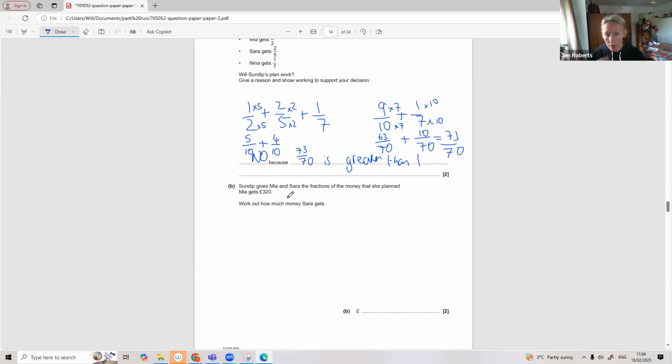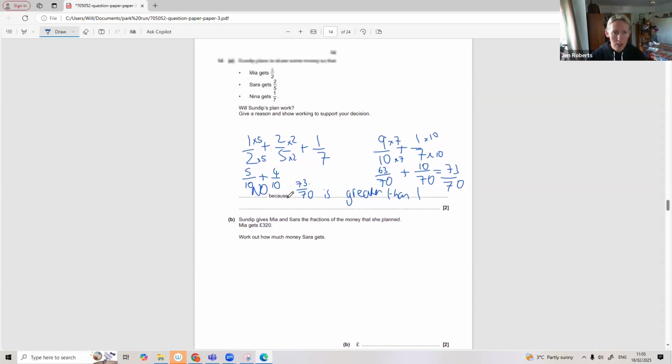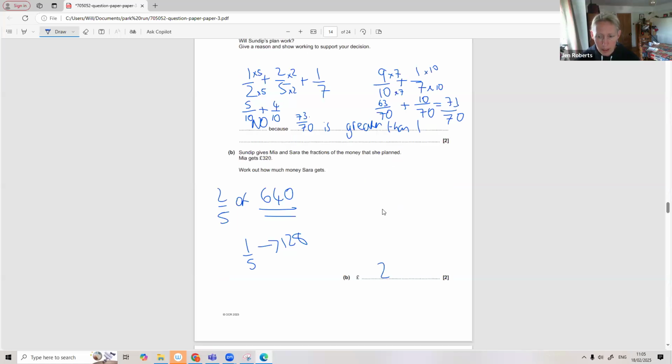Sunday gives Mia and Sarah the fractions of the money that she planned. Mia gets 320. So because Mia gets a half, she gets 320. Let me double 320 to get 640, which must be the total amount. Sarah gets 2/5 of that. What's 2/5 of 640? 640 divided by 5 gives you 1/5 is 128. Times it by 2 to get 2/5, which is 256.